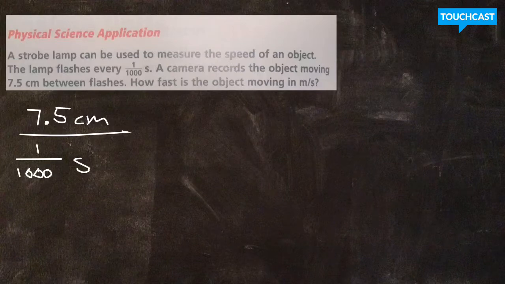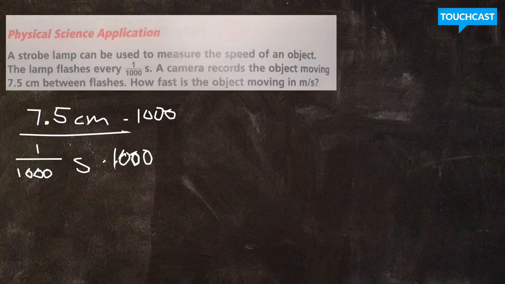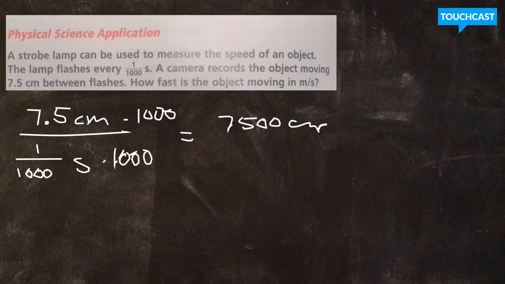Now, it might help us to get rid of that 1/1000th. So what we could do is multiply both the numerator, 7.5, and the denominator, the 1/1000th, by 1,000, because we don't like having fractions inside of fractions. So that's going to give us 7,500 centimeters per every 1 second.